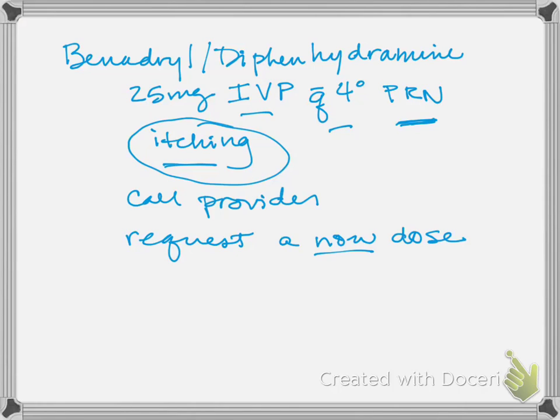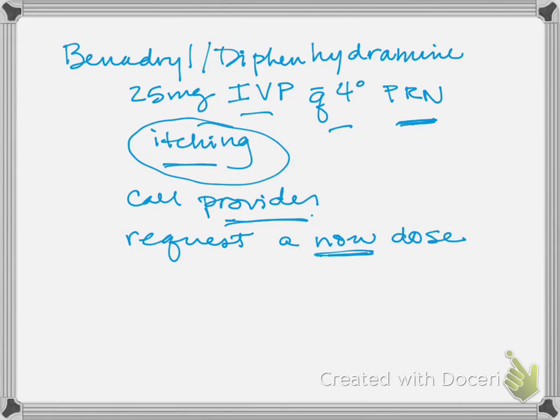Now, depending on where you are at and where the provider is at, say they're driving down the road, they are not able to put this in the computer in the patient's electronic health record. You give the now dose. All the parameters are met. Certain assessments might need to be done.